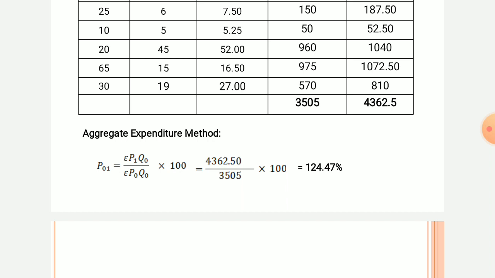124.47%. With this number, we can say that the prices of all the commodities increased by 24.47 percent for the current year when compared to the base year or previous year.